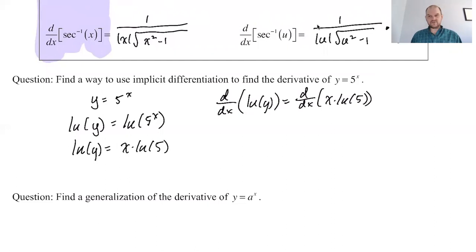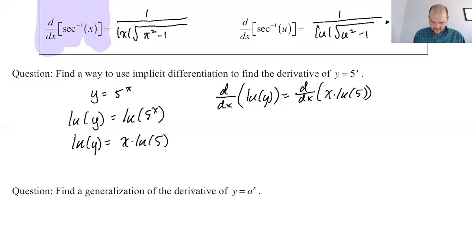So don't forget the natural log of 5 is just a number. It doesn't look like a number you're familiar with because you probably don't know what the natural log of 5 is. But it is just a number. So on the right-hand side, it's just going to be x times a number. So we know how to find that derivative. Don't freak out about that.